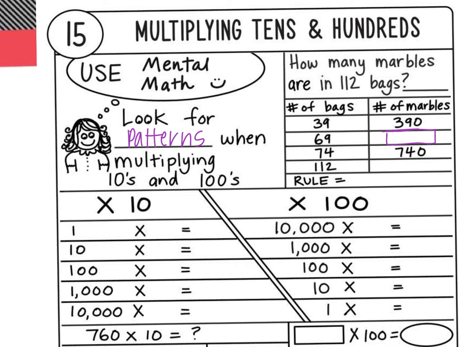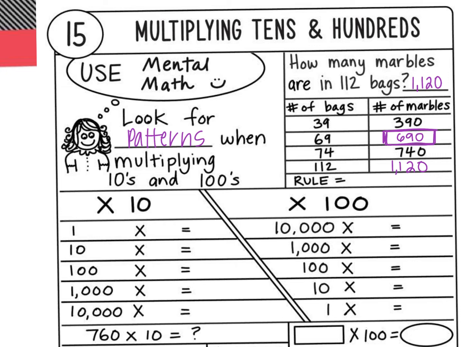How could I figure out, do y'all notice a pattern? Add a 0 at the end. Am I just adding a 0 at the end so far? Yeah. So I could plug in 690 here. Well, what would I do to 112? Yeah, I would add a 0 at the end, so it makes it 1,120. Okay, so how many marbles are in 112 bags? That would be 1,120.